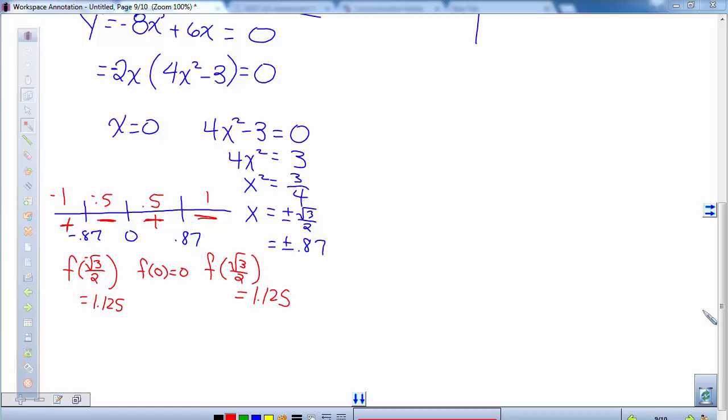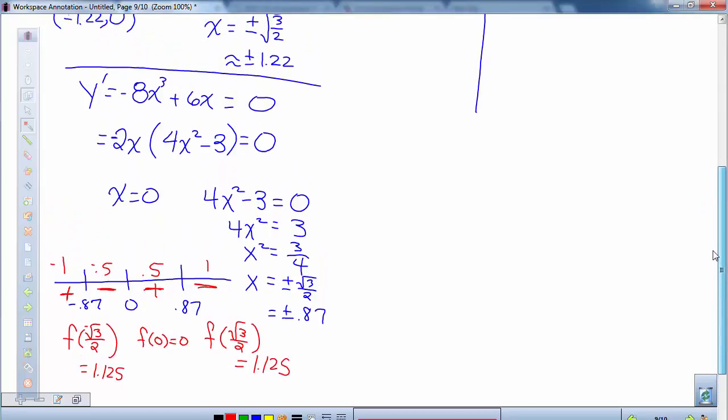We were increasing, then we are decreasing. So yes, at negative 0.87, we have a relative max. And then at 0, we've got a relative min, and at positive 0.87, we've got another relative max. So the only thing I need to know now is just about that concavity. Is it concave up or concave down? So I'm going to look at my second derivative.